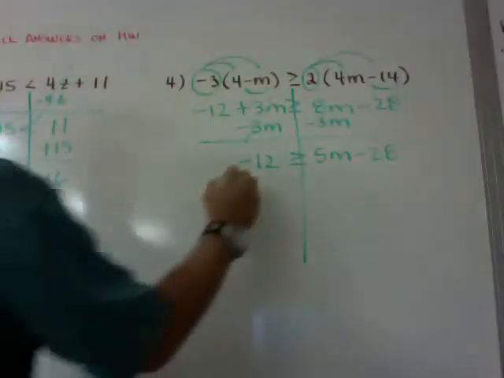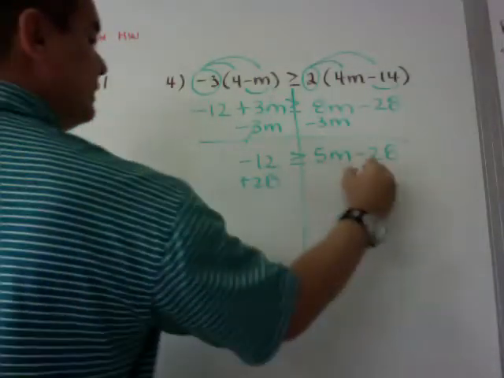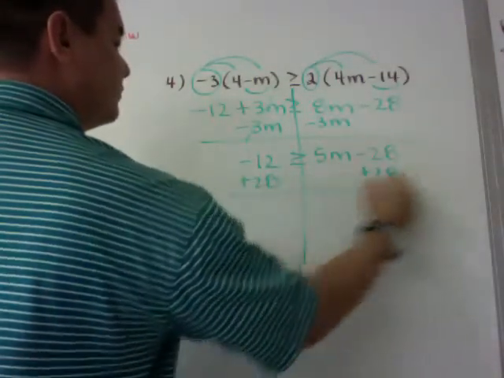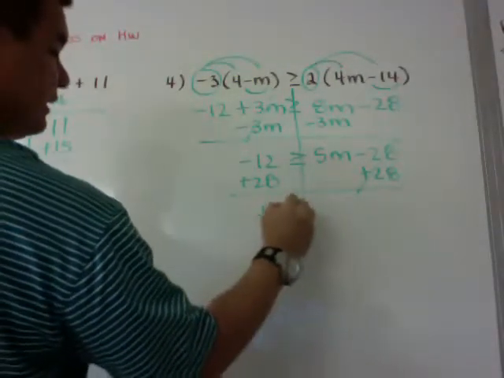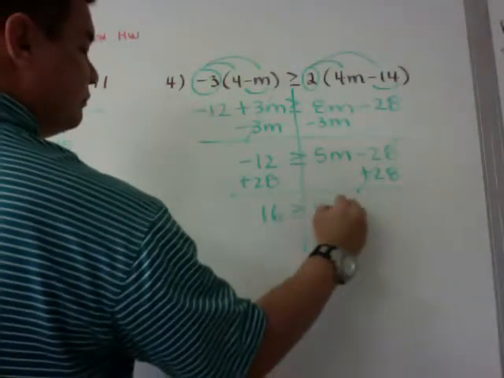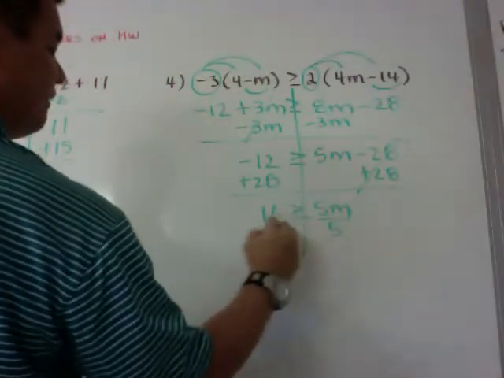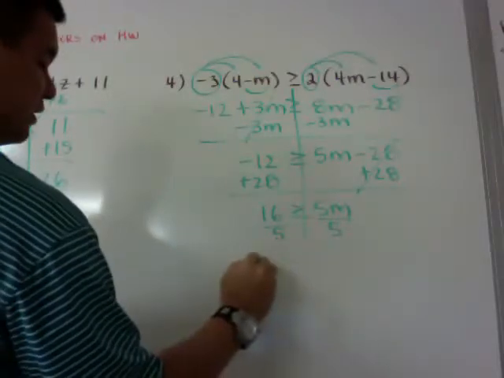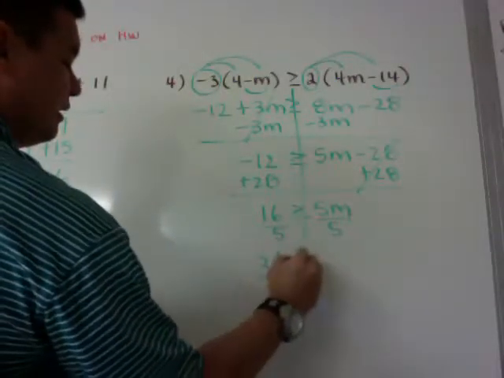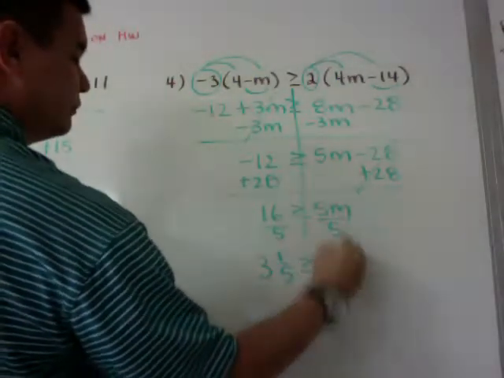I'm going to add 28 to both sides to get rid of this one. And I'm going to get 16 is greater than or equal to 5m. I'm going to divide both sides by 5. And I'm going to get, looks like that's 3 1/5 greater than or equal to m.